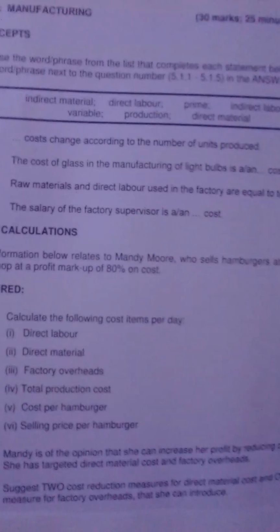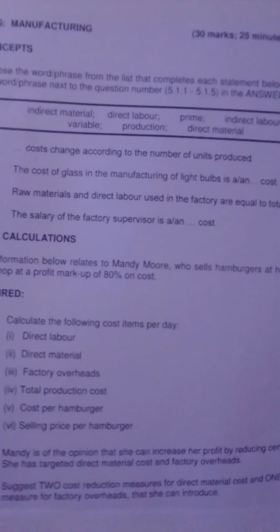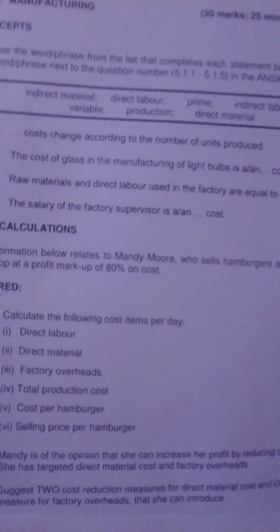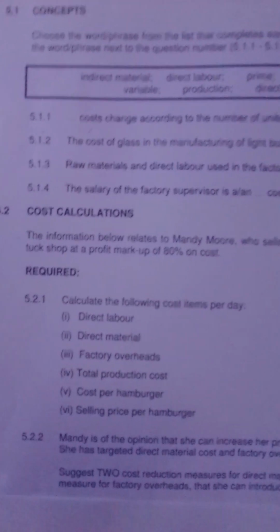5.1.2, the cost of glass in the manufacturing of light bulbs is an example of what? That is direct material cost, because that is the most important part that makes up a bulb or a globe. It is the most significant part of a globe. Then that becomes direct material cost. So our answer there is direct material cost.